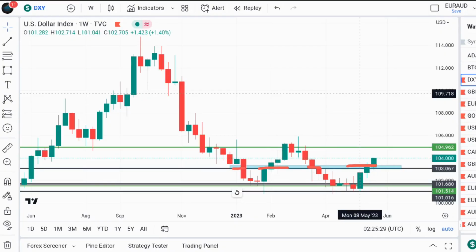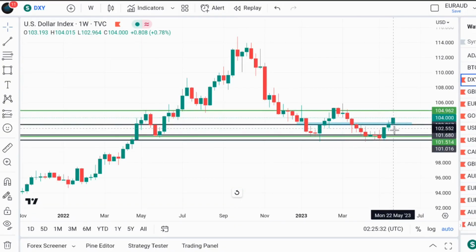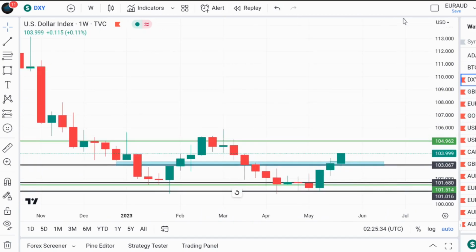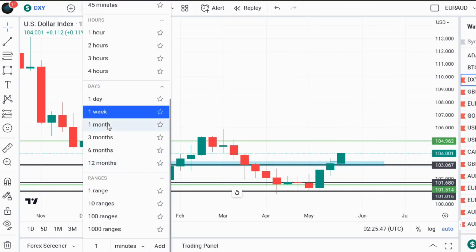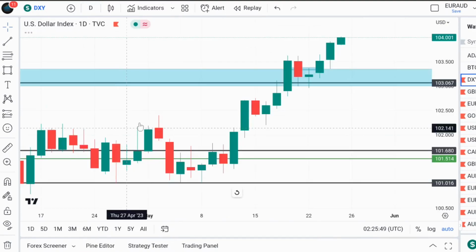to the upside. The DXY has broken the resistance level to the upside. So the next move should be 104,962. That is the next resistance level we are looking at right there. So if you look at the daily time frame, let's check the daily time frame.